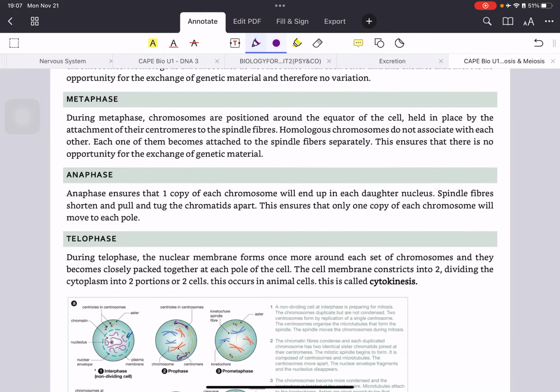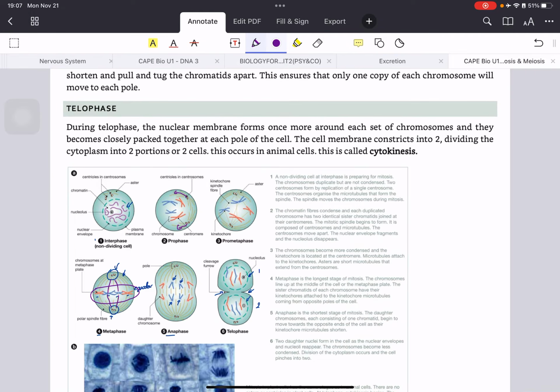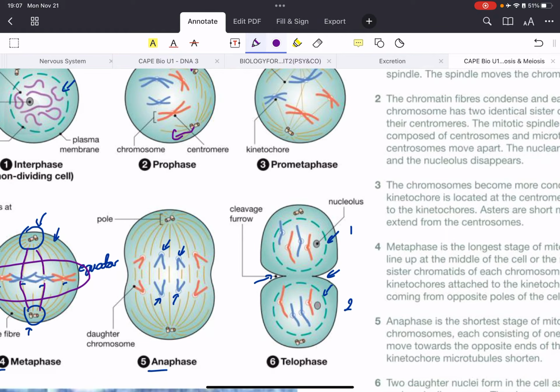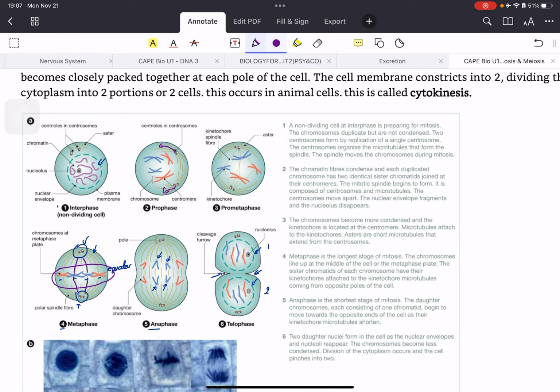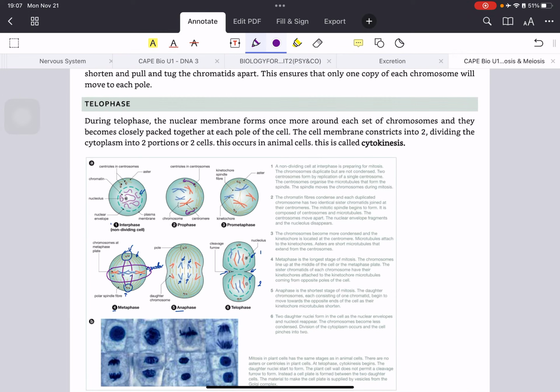In anaphase, one copy of each chromosome will end up in each daughter nucleus. They are pulled apart, right? So the spindle fibers shorten and pull the chromatids apart. And you can see that here, you can see that they are being pulled apart. As I said, it's the same thing that you would have done in Form 5, right?